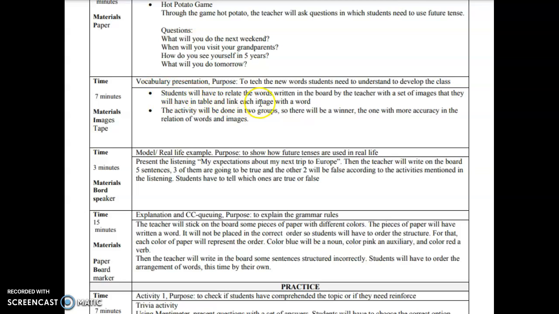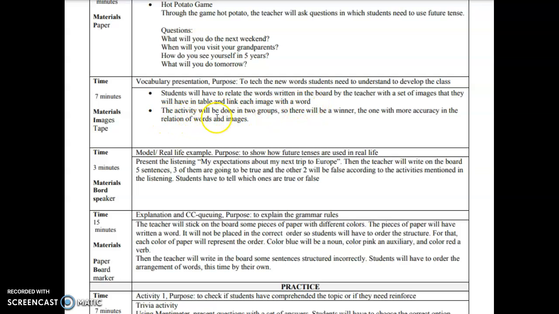Students will have to relate the words written on the board by the teacher with a set of images that they will have in the table, and link each image with a word. So basically, students will have to make a relationship between some words that they will have on the board and some images that I will provide them in a table. So they have to choose an image and the word that resembles the image.